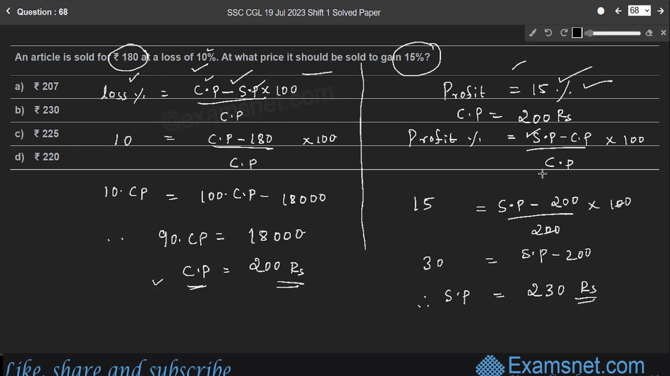Therefore, there is a profit of 15%, right? So, its cost price was 200 rupees and it was sold for 230 rupees. Therefore, there was a profit of 15%. The question is, at what price it should be sold to gain 15%? At 230 rupees price, it should be sold to gain profit percentage, which is 15%. So, option B is the right answer.